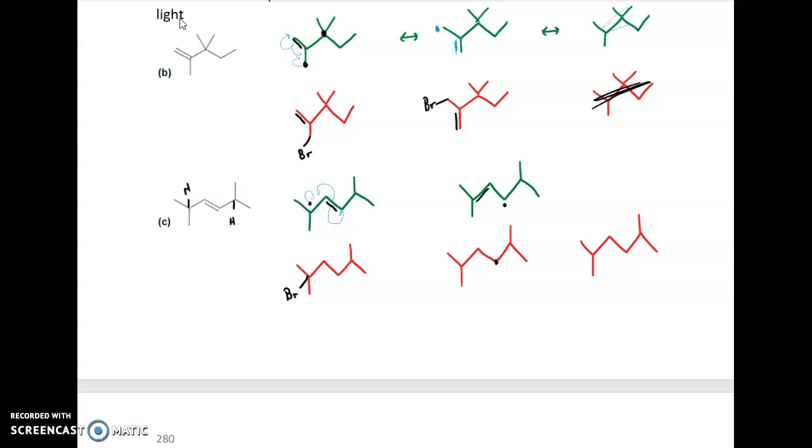When we put a bromine on that carbon, we will be making a chiral center. So one of them, the bromine will attack from the top, and one of them, the bromine will attack from the bottom. So we get 3 products.